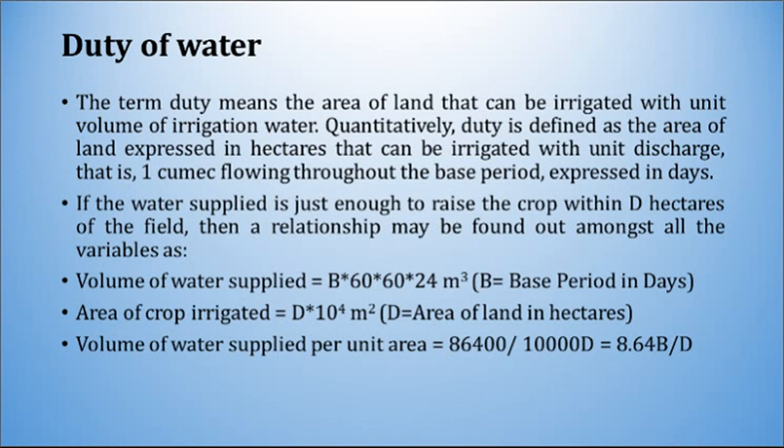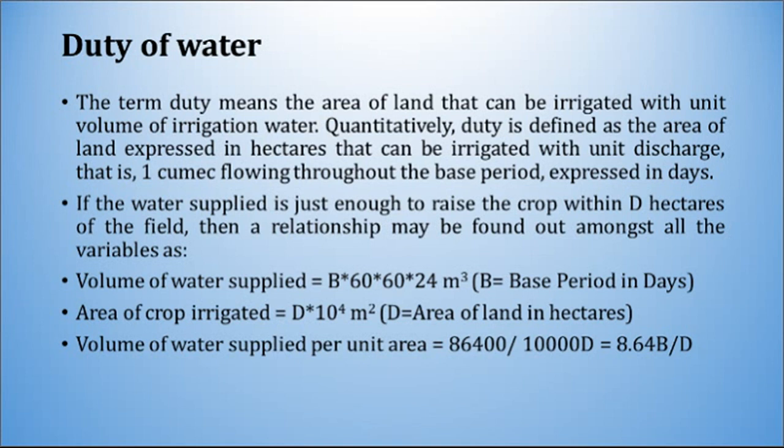If the water supplied is just enough to raise the crop within D hectares of the field, then a relationship may be found amongst all the variables. Volume of water supplied is equal to B multiplied by 60 into 60 into 24 meter cube, where B is the base period of the crop in days. We all know what is meant by base period. It is the period from first watering of the crop up to the last watering of the crop.